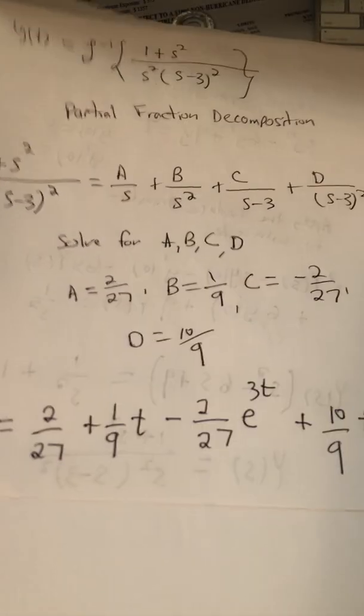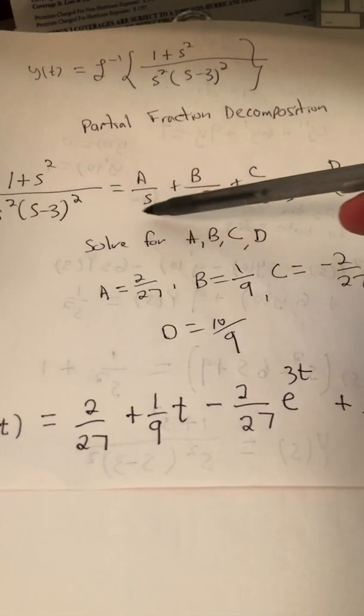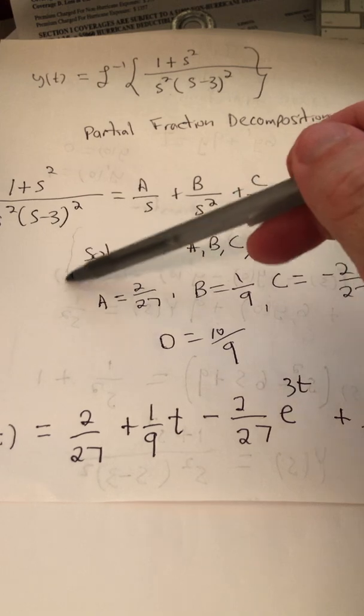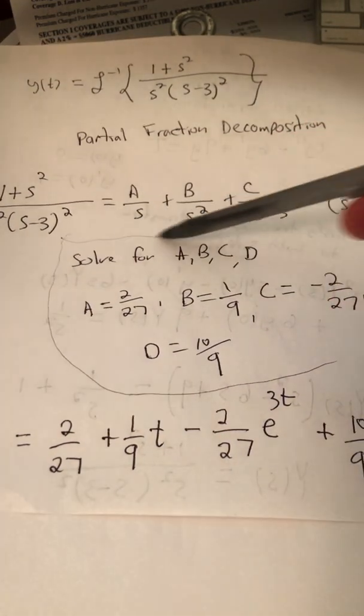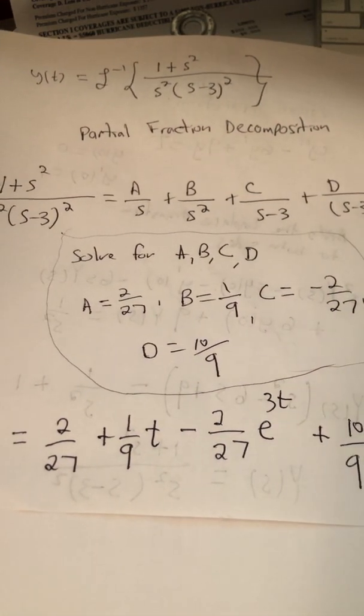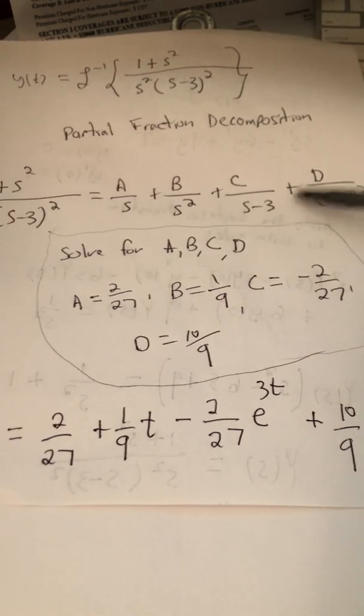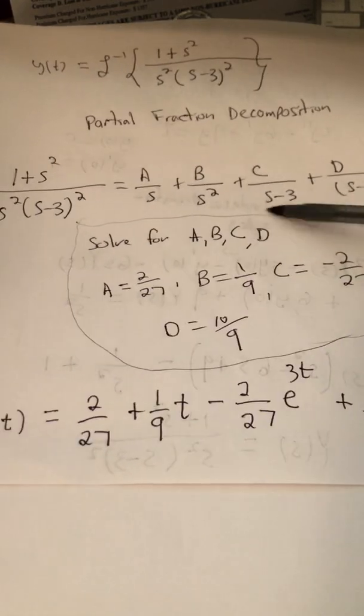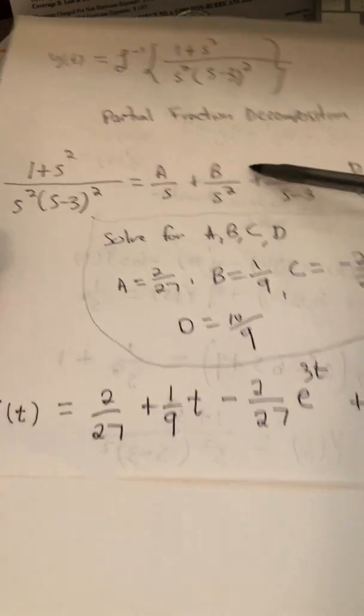e to the 3t. The work that you need to do to fill in the gaps is algebra. You've got to find A, B, C, D. You could use a combination of a system and also the cover-up method, but I'm confident that you are able to do that.